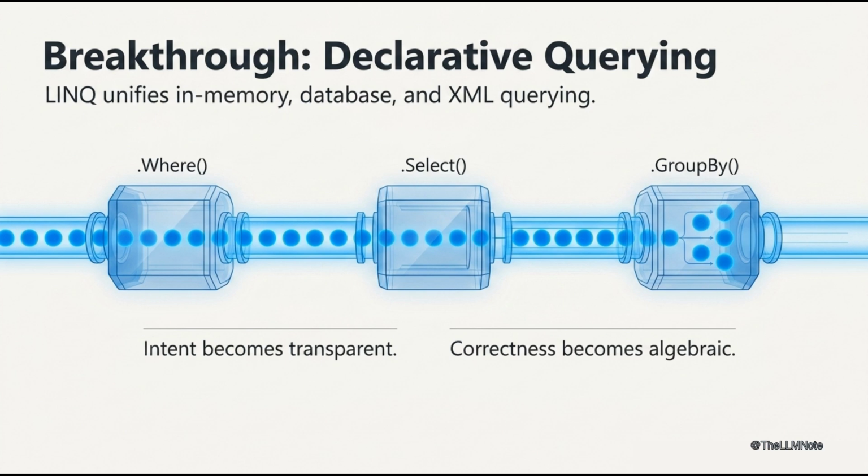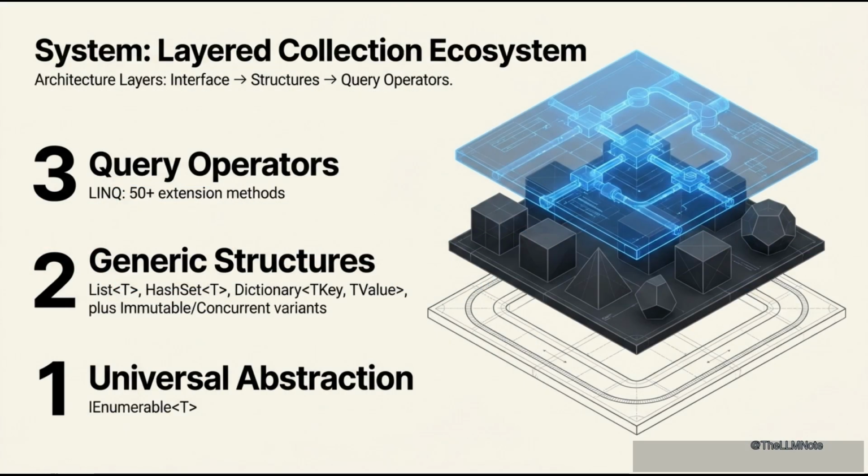LINQ unifies in-memory, database, and XML querying. Method syntax creates composable, lazy pipelines. Where, Select, and GroupBy replace pages of loops, and intent becomes transparent. Correctness becomes algebraic. Now, let's zoom in on the system: the layered collection ecosystem.